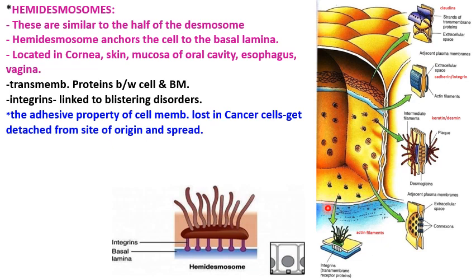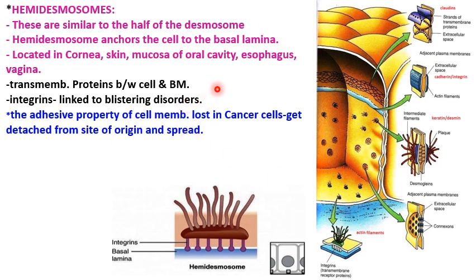Since it is present on the basal layer, only on one surface of the cell, only one half of the plaque, like the desmosome, is present. So it is called a hemidesmosome. It is similar to half of the desmosome. These hemidesmosomes are present in cornea, skin, mucosa, esophagus, mucosa all over, not just in the oral cavity, everywhere the mucosa is there.